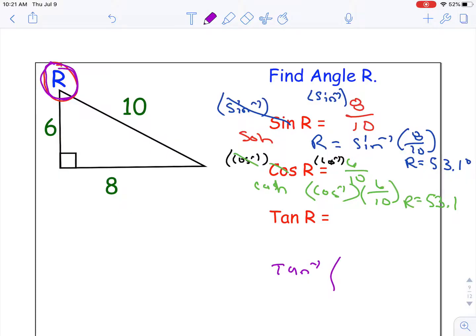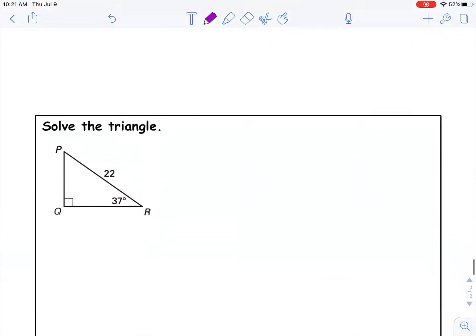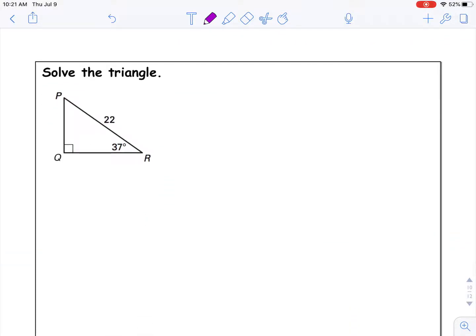And so if you take the inverse tangent of 8 over 10, the tangent, TOA, opposite over adjacent, you will also get that R is equal to 53.1 degrees. So that's just showing you that sometimes you can use any of the ratios, especially if you're given two sides, because you can always find the third side using the Pythagorean theorem. Okay, so now let's get into solve the triangle.